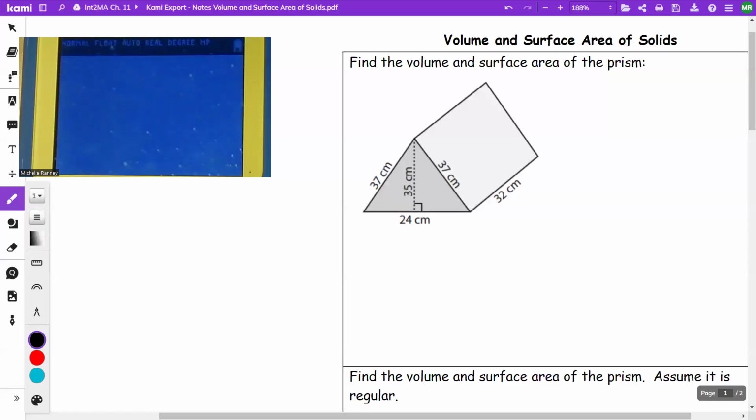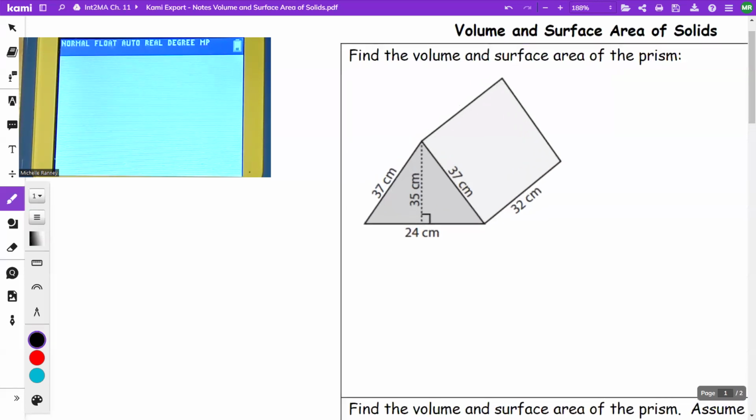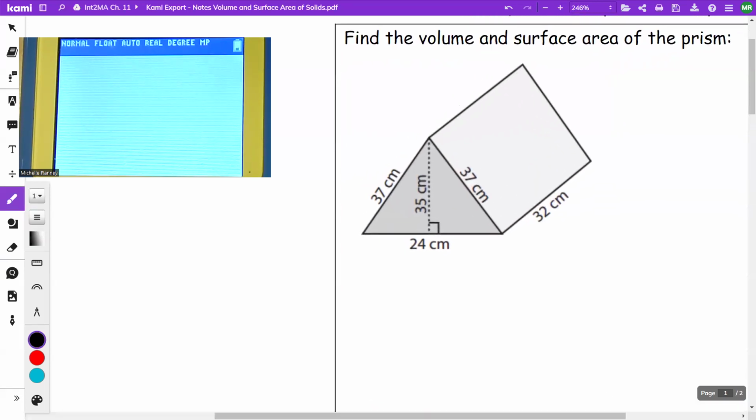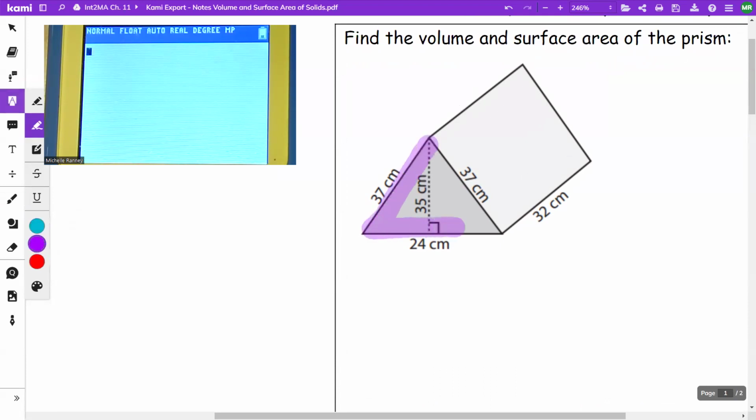So for this video, I am going to be showing you how to find the volume and surface area of various solids. On this first one, we have a triangular prism. For this, my base area is going to be this triangle. That is my base area.